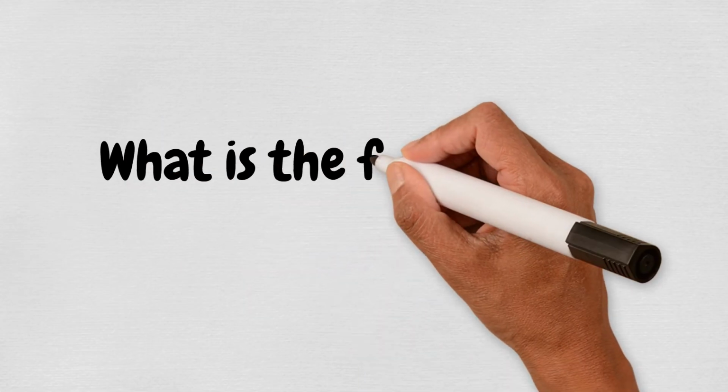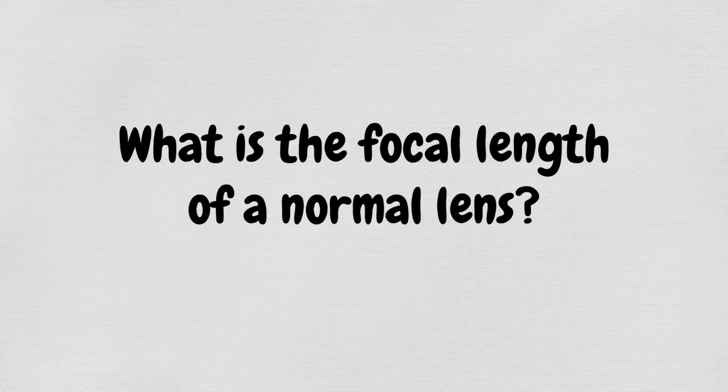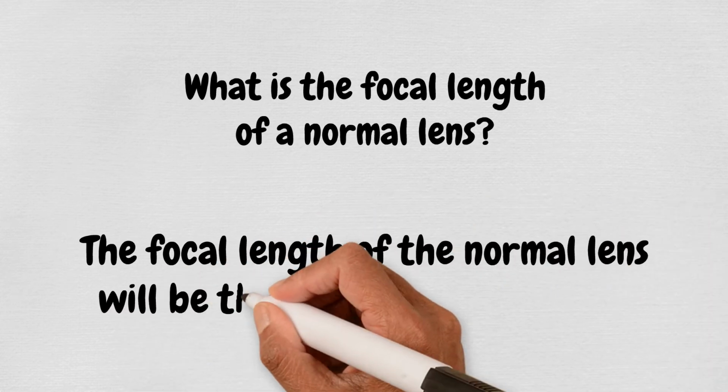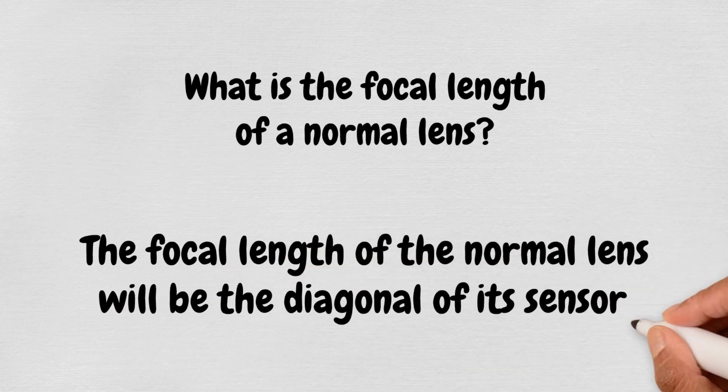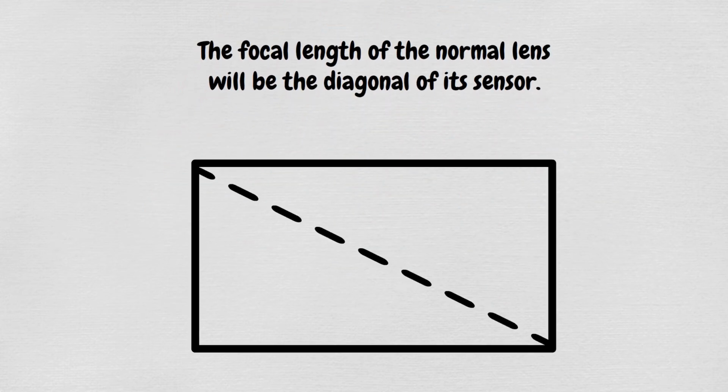Now, what is the focal length of a normal lens? The focal length of the normal lens will be the diagonal of its sensor. The focal length for a normal lens will be the diagonal of the camera's sensor. Let me explain this a little further.